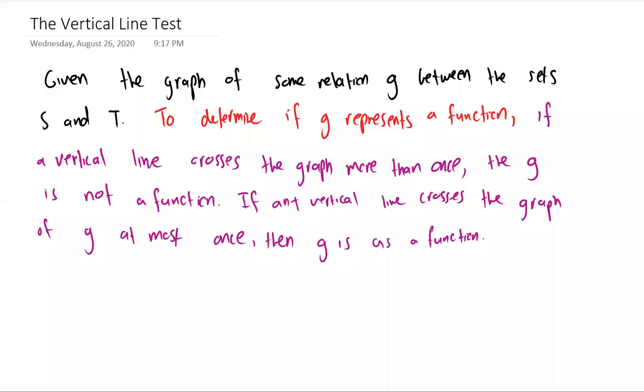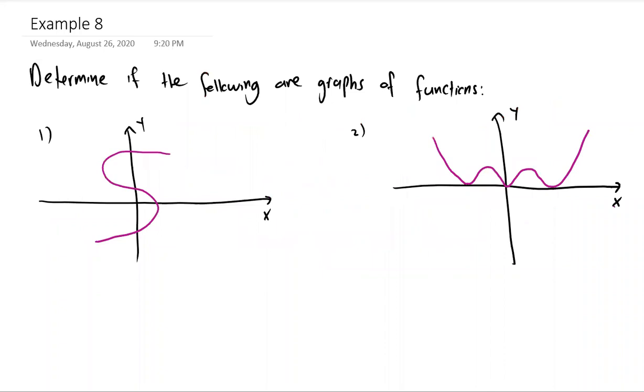Okay, so now let's apply the vertical line test to two examples. Example 8: determine if the following are graphs of functions. All I drew is the xy plane. I didn't draw any dashes because they're not going to be necessary for this. We don't need that much precision. I just drew how the graphs look if we graph them.